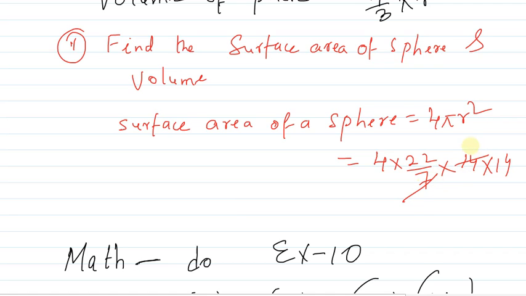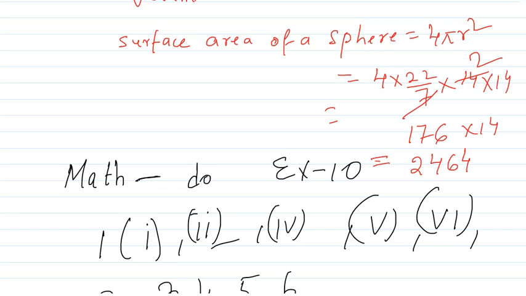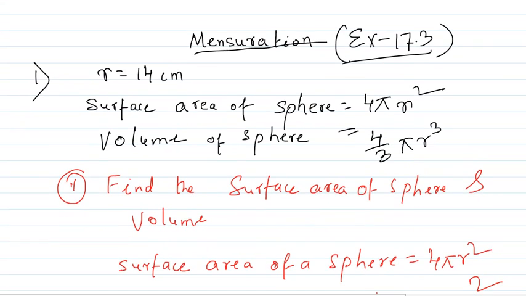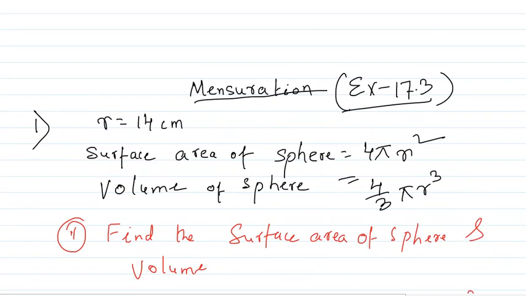So 7 2s are 14. Please multiply this one. 2 4s are 8. 8 2s are 16. 16 plus 1, how much? 17. This you multiply. The answer is 2464, in centimeter square or meter square? It is centimeter square. All right. So mensuration. Till now any doubt you have? You can ask me.